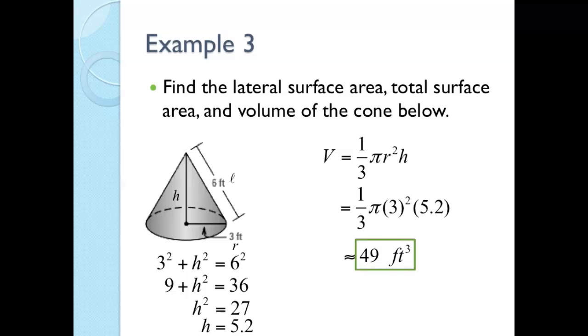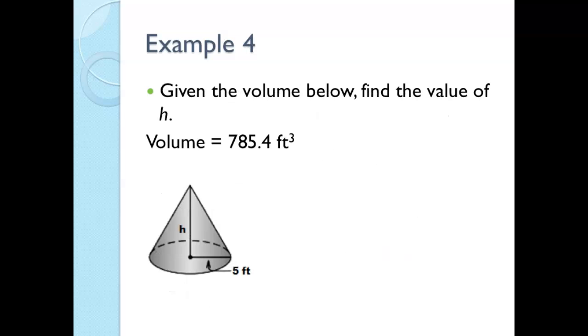All right, our last example. Given the volume below, find the value of h. Now, since we're working with a cone here, I'm going to start off by writing down the volume of a cone. Now, we're given the volume. We are given the radius r, which is 5, and we need to solve for h. Let's put everything we know into this equation. So we have 785.4 equals 1/3 pi times 5 squared times h.